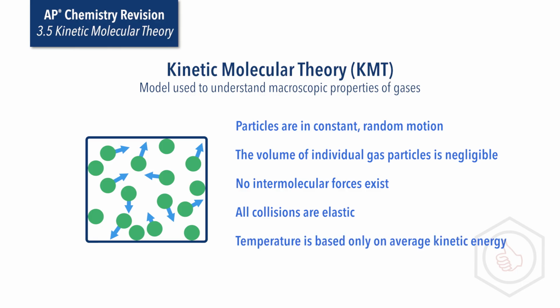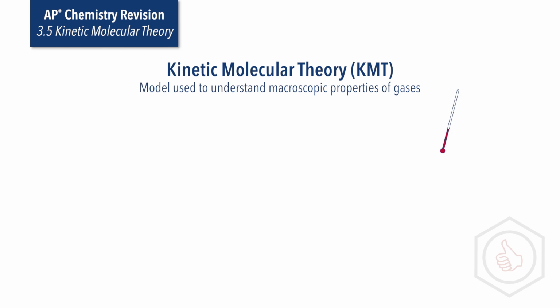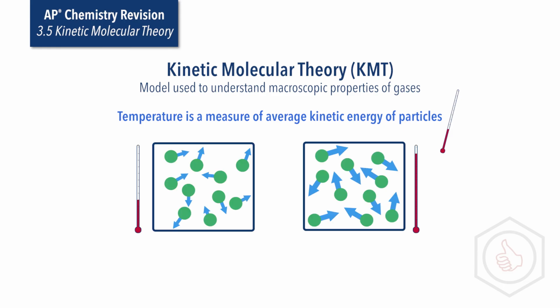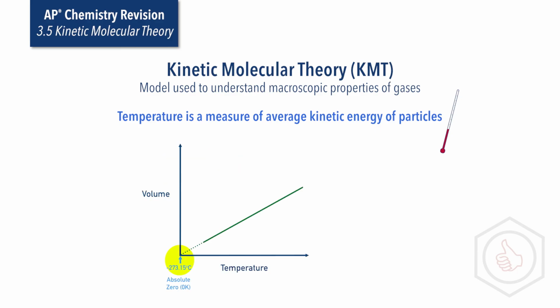Central to kinetic molecular theory is the idea that temperature is a measure of the average kinetic energy of particles in a substance. So when something feels hot, its particles are moving faster than when it feels colder. Kinetic energy increases as temperature increases. At absolute zero Kelvin, particle motion stops completely. This is the theoretical lowest temperature possible.